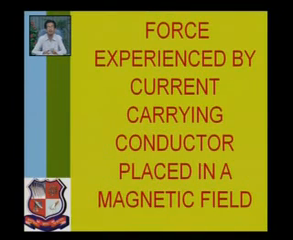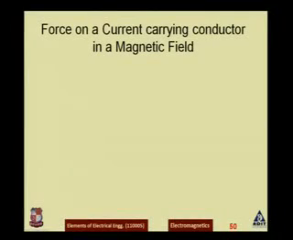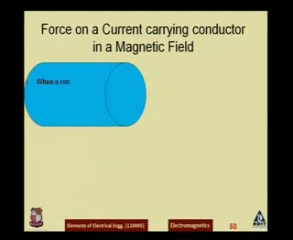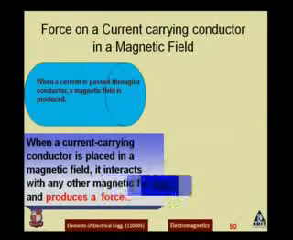Now we will see the last topic of this chapter, that is the force experienced by a current carrying conductor placed in a magnetic field. So the force on a current carrying conductor in a magnetic field can be defined like this: when a current is passed through a conductor, a magnetic field is obviously produced, right? So when a current carrying conductor is placed in a magnetic field, what will it do? It will interact with the other magnetic field and produce a force.